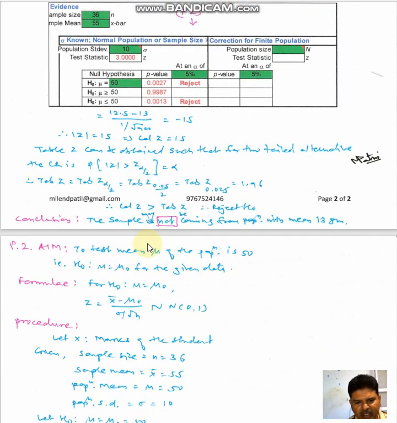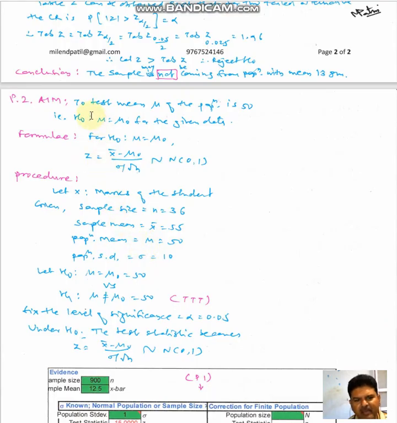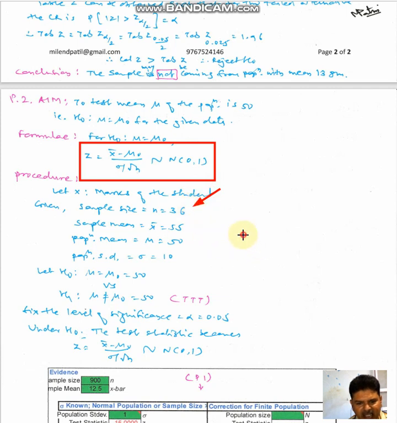I have calculated all these values. What is my aim? To test that the mean mu of the population is 50. That is mu is equal to mu naught equal to 50. This formula is the same for both examples: Z is equal to x bar minus mu naught upon sigma upon root n. N in this case is 36. X bar is 55, mu is 50 and sigma is 10. The level of significance in this case is 0.05. Now apply this formula and find out the values.